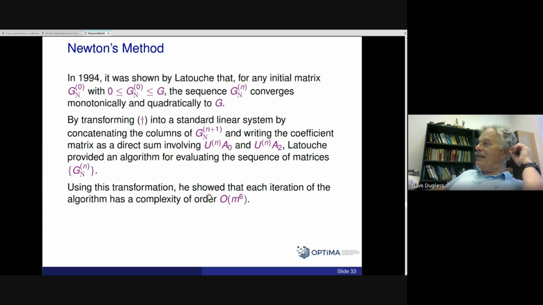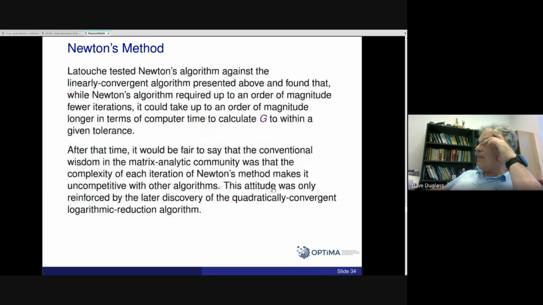And it turned out that each iteration of that algorithm had a complexity of order m to the 6, where m is the number of phases. So that wasn't a very efficient thing at each iteration. He tested Newton's algorithm against the linearly convergent algorithm, the first one. He found that while Newton's algorithm required up to an order of magnitude fewer iterations, it could take up to an order of magnitude longer in terms of computer time.